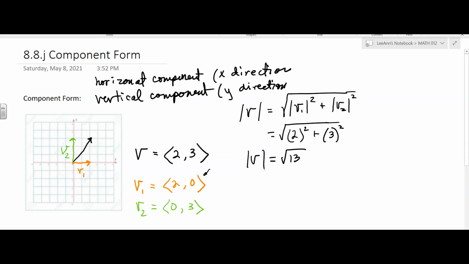Now, if you want to find the angle, so we're talking about this angle right here, theta, then we would say theta is equal to the inverse tangent of 3 over 2, which we can do on our calculator. Inverse tangent, 3 divided by 2. And it's about 56.3 degrees. So we can do that as well.